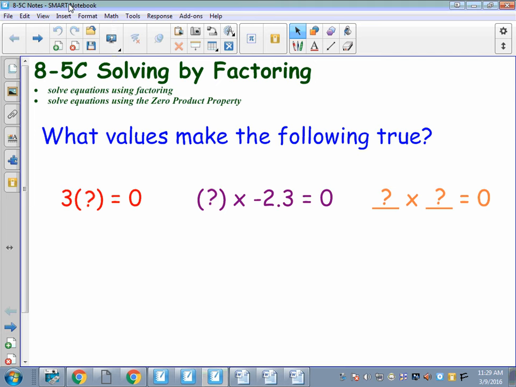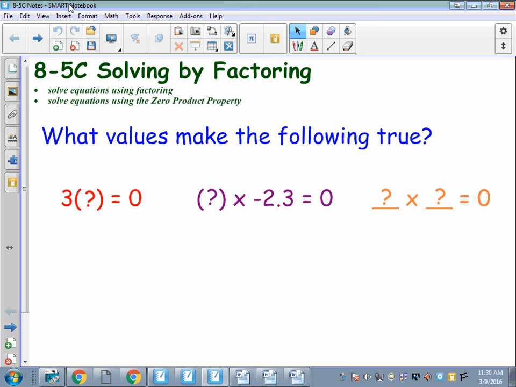These are your 8-5C notes, solving by factoring. We are going to learn today how to solve equations that have something squared. And so it will involve using factoring to help us in that process. Before we can actually do the factoring, we have to explore what that actually means. So we're going to have a rule that involves zero, the number zero.